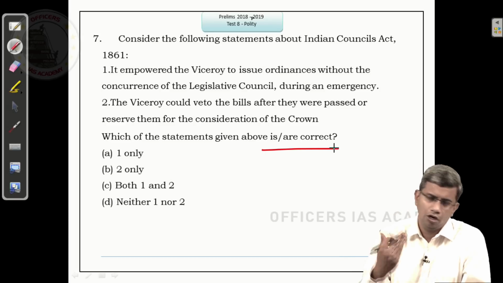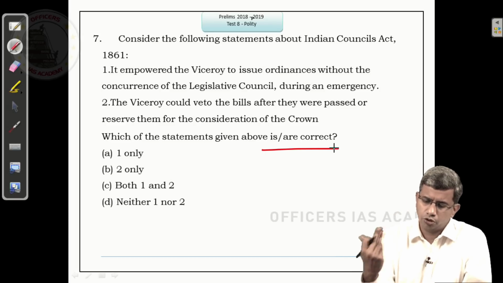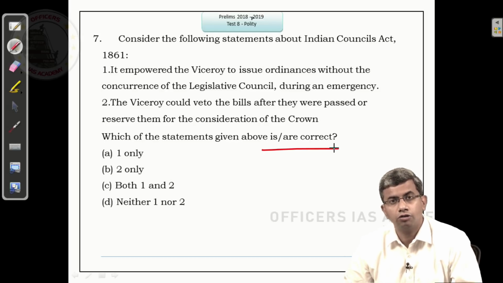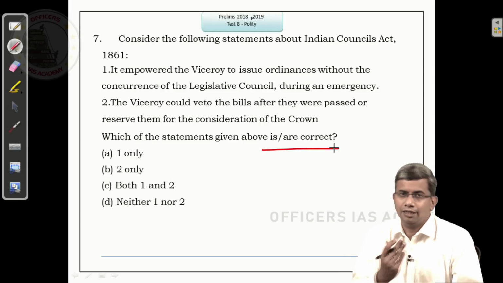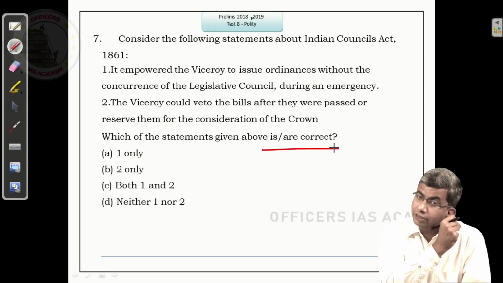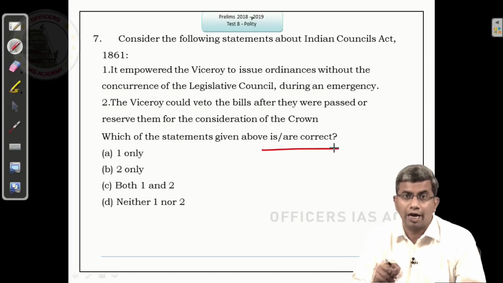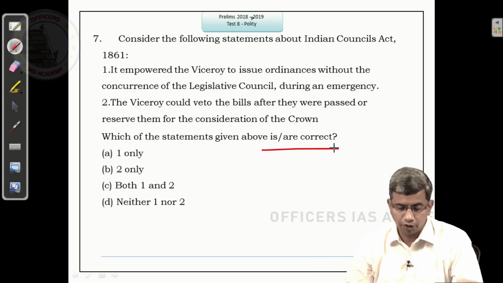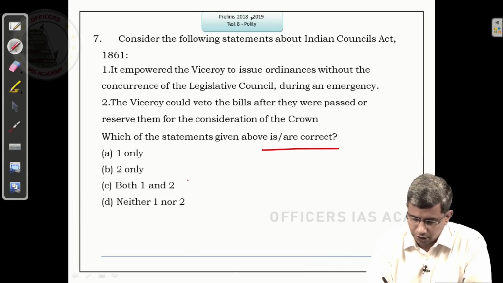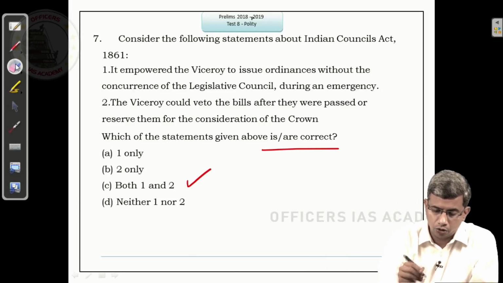One is to issue ordinances without concurrence of the Legislative Council during emergency, and the second is reservation of a bill which has been passed based on the recommendation of the Indian councils, before he assents to it, to reserve it for the approval of the Crown. So the correct answer is both 1 and 2.